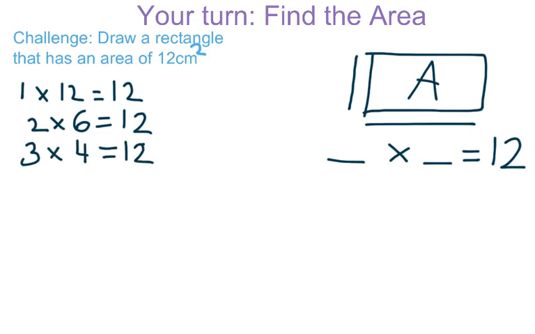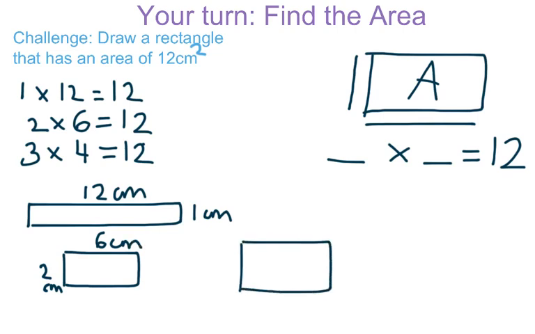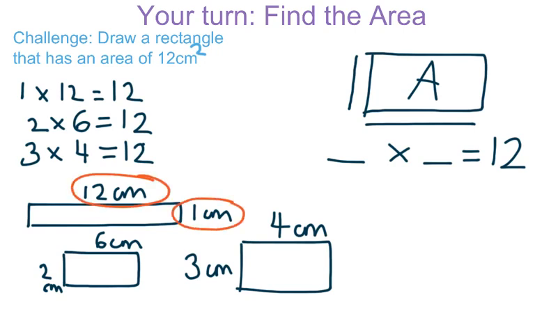And so on. So some examples of the rectangles you could have drawn could have been this. And you needed to make sure that you label the sides so we know how long they are, even though they are just sketches. Or you could have done this. Or you could have done this one. So it didn't matter which one you did, as long as when you multiplied the length and the width together, you got 12.